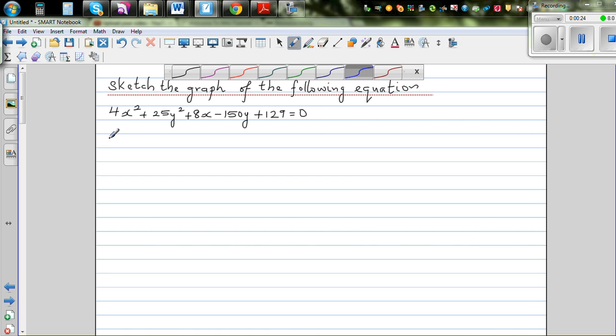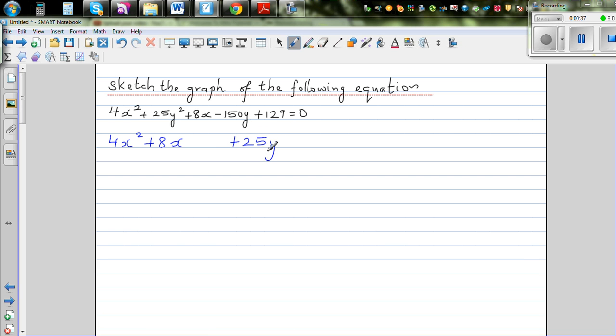So I'm going to write the first step like this: 4x squared plus 8x, I'll leave a gap here, plus 25y squared minus 150y, and again I'm leaving a gap here, is equal to minus 129. So this and this are the same. The only thing is I've taken away 129 from both sides. Now in this group I want to factor out this 4. I want a leading coefficient of only 1 here.